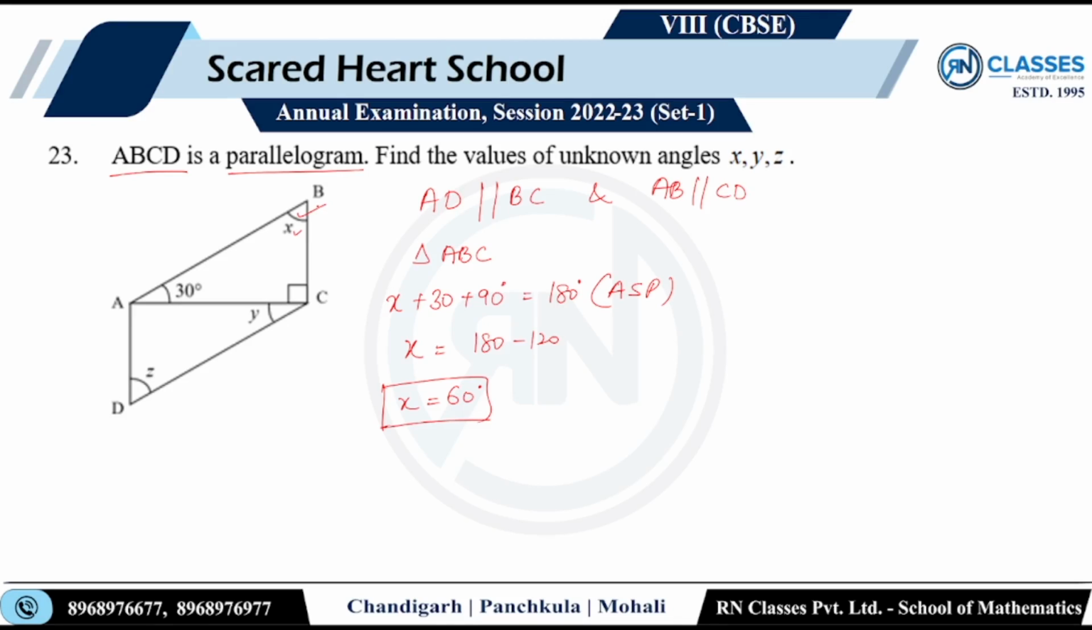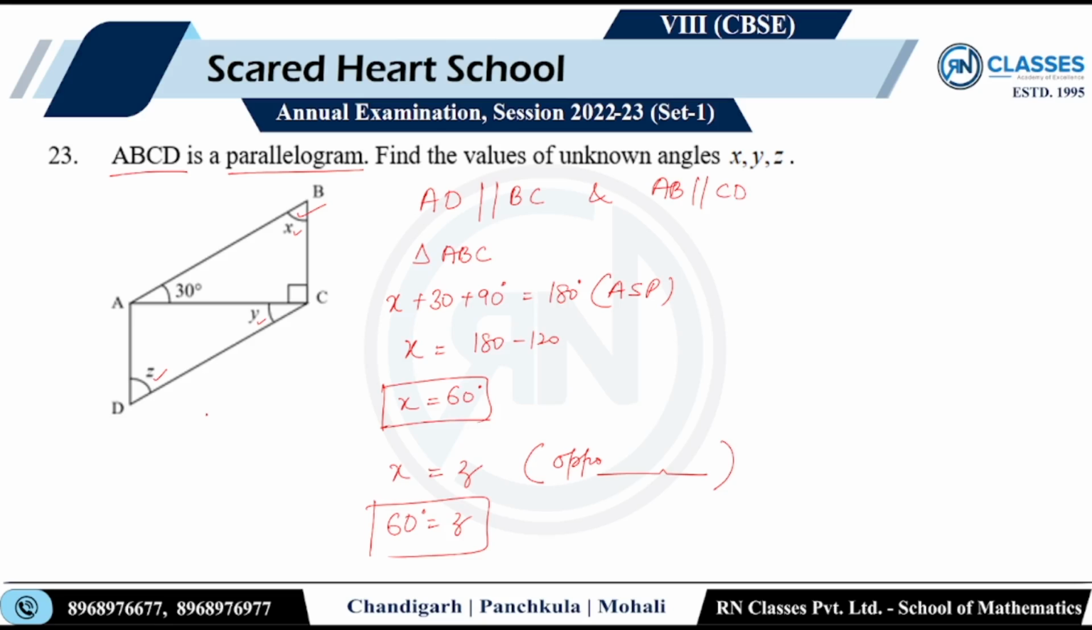So x value will be 60. As soon as I got x as 60, I know z is equal to x. Opposite angles of parallelogram are equal, right? ये लिखना पड़ेगा. So ये आ गया मेरे पास 60. So z is also 60. X की value 60, z की value 60.